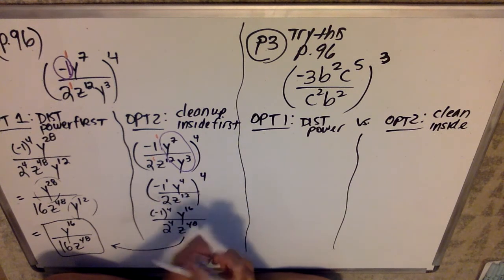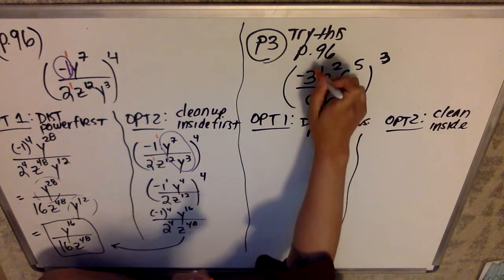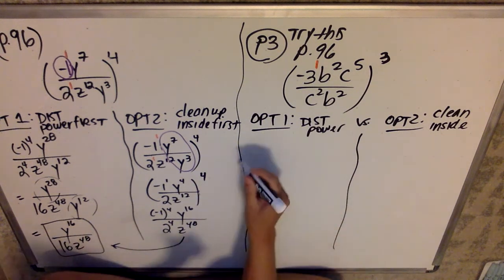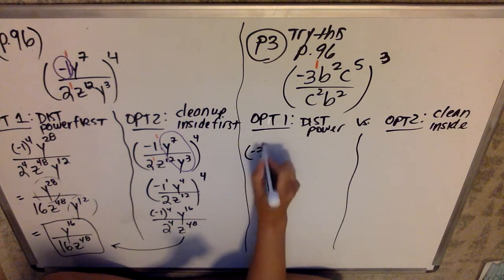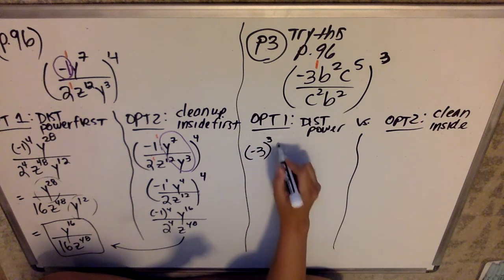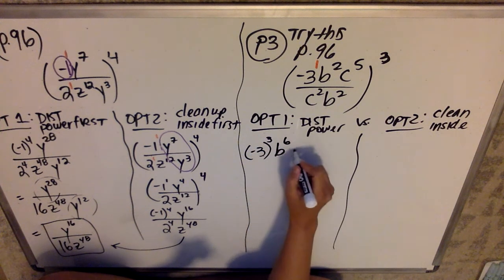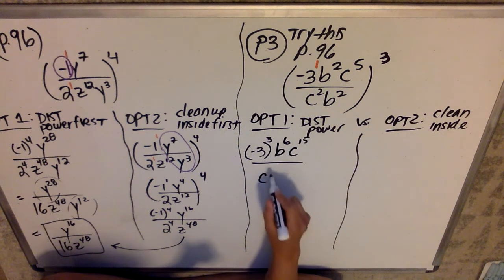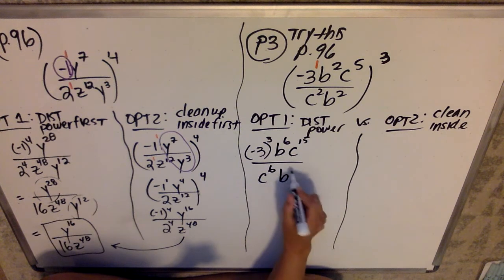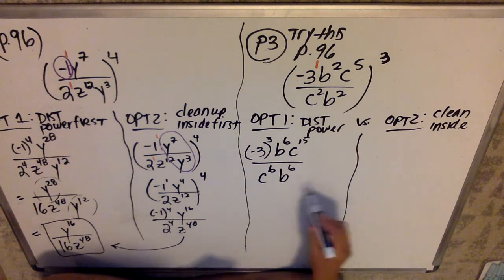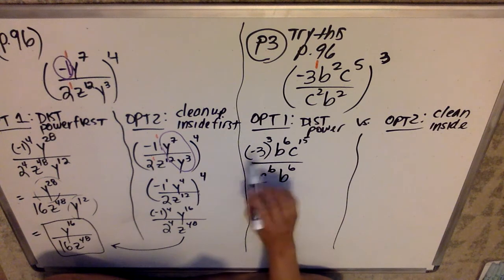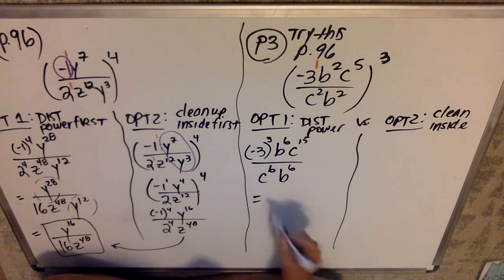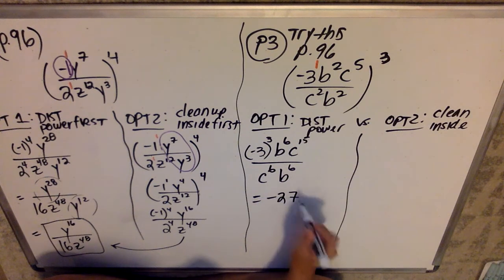So regardless, I need to recognize that this -3 actually has a 1 power on it, right? So what's going to happen is if I distribute the power, I get a -3 to the 1 times 3, which would be 3, a b to the 2 times 3, which is 6, a c to the 5 times 3, which is 15, over a c to the 2 times 3, which is 6, and a b to the 2 times 3, which is 6, right? I could then go ahead and clean up my coefficient. My -3 to the third is 3 to the third is a 27. Because it's a negative to an odd power, it will come out negative. So I'm going to get a -27.